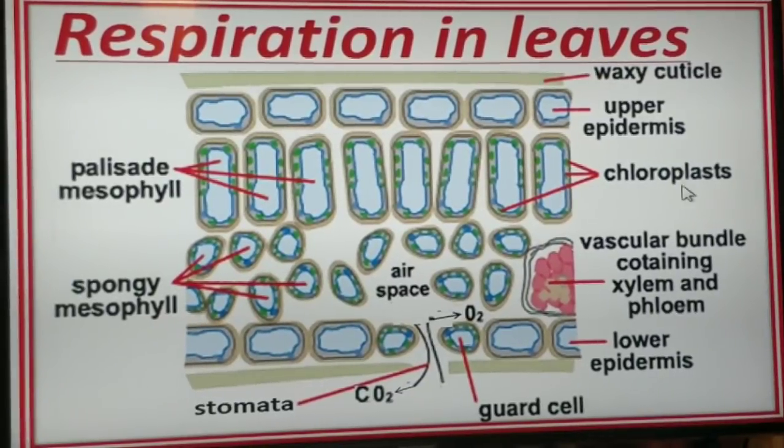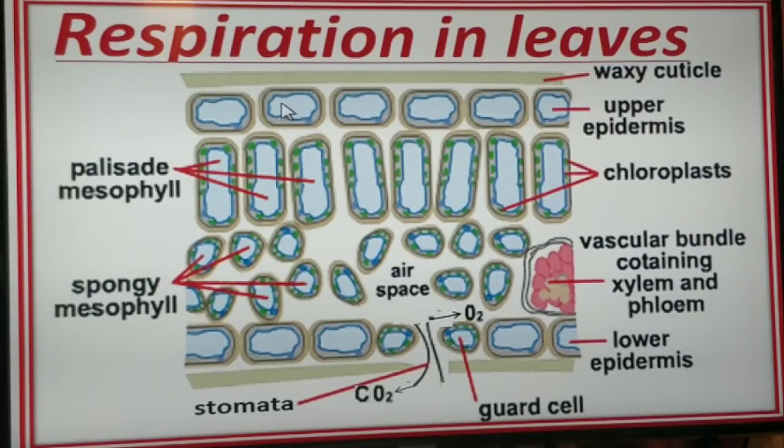This picture displayed here is of the transverse section of a leaf, where this is the upper epidermis and this is a layer of lower epidermis. This lower epidermis is interrupted at intervals by an opening which is called a stoma. Singular is stoma and plural is stomata.